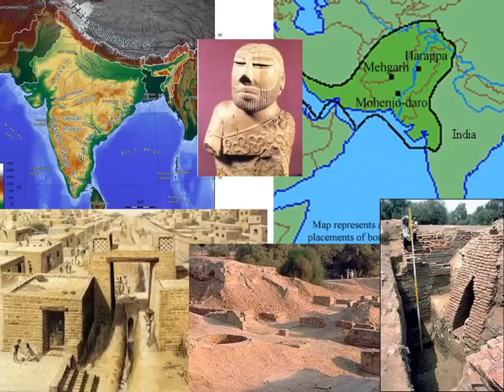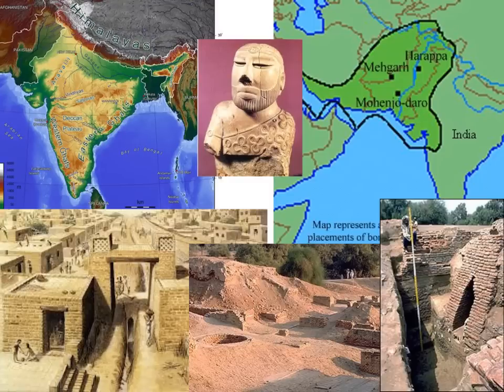So here are some images that demonstrate what I was just talking about. You have the Indus Valley flowing just northwest of India. And on the right side, you have a map that shows you Harappa and Mohenjo-Daro. On the bottom left, you have an illustration of what their city looked like. And this is like a cutaway. So it cuts away the street so you can kind of see the sewer system flowing underneath.